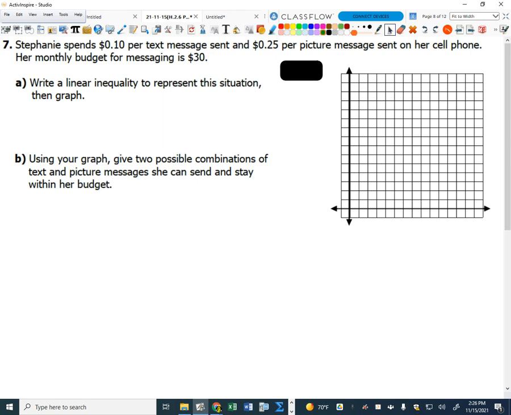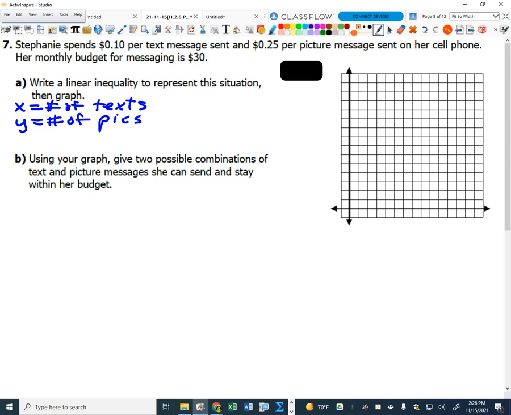What do you think? What are the variables here? What are the things that can vary? Unknowns, variables, same thing. And by picture message and text message, what about them? There you go, the number of them. Number, good. So number of picture messages, number of text messages. Let's just let x equal number of texts and y equals number of pics.